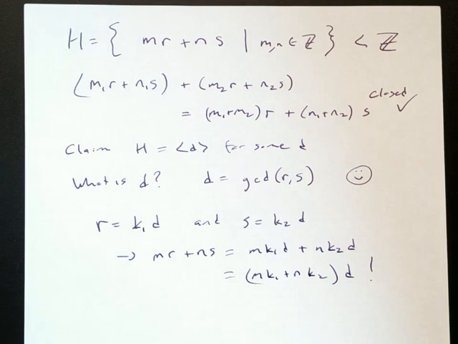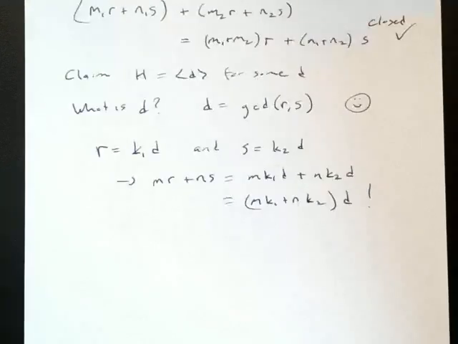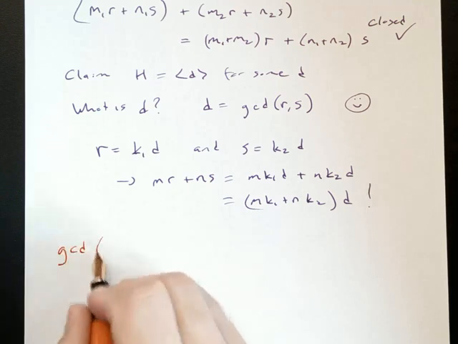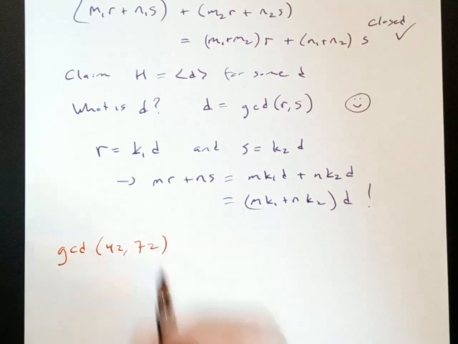Once I know what that greatest common divisor is, everything can be pulled from it. Y'all remember greatest common divisors from discrete? Kind of, maybe, sort of. There were methods to find greatest common divisors. What's the greatest common divisor of 42 and 72?